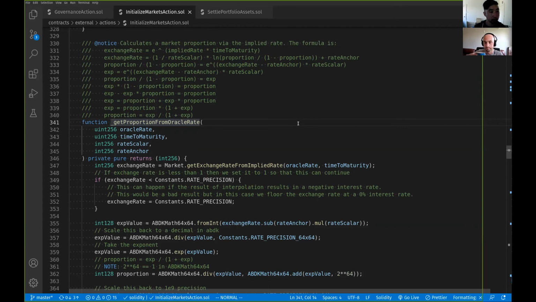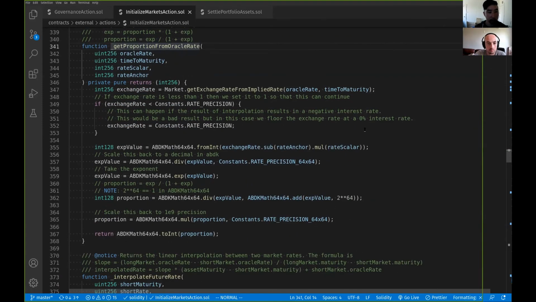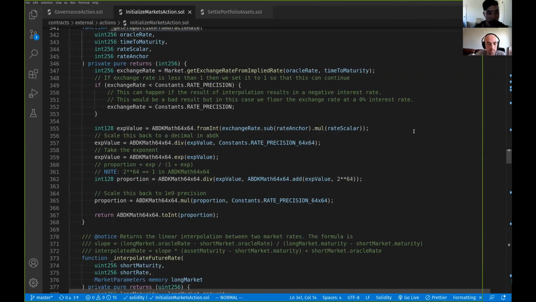Yep. So there's a method call in that code called get proportion from Oracle rate. So I'll just show it here. The math is above. I don't think there's any usefulness in going through this math, but essentially what we're doing is we're getting the market proportion from the Oracle rate that we've set here.